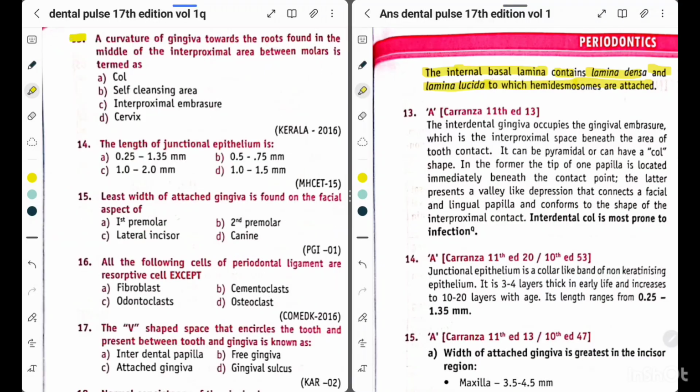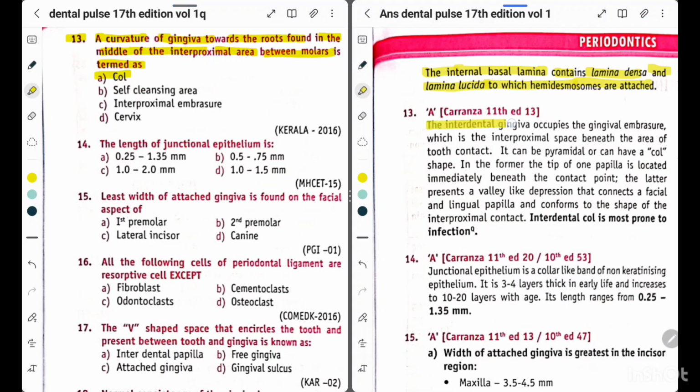Now question 13. A curvature of gingiva towards the root found in the middle of the interproximal area between molars is termed as: option A, col; option B, self-cleansing area; option C, interproximal embrasure; option D, cervix. So its answer is option A, col.